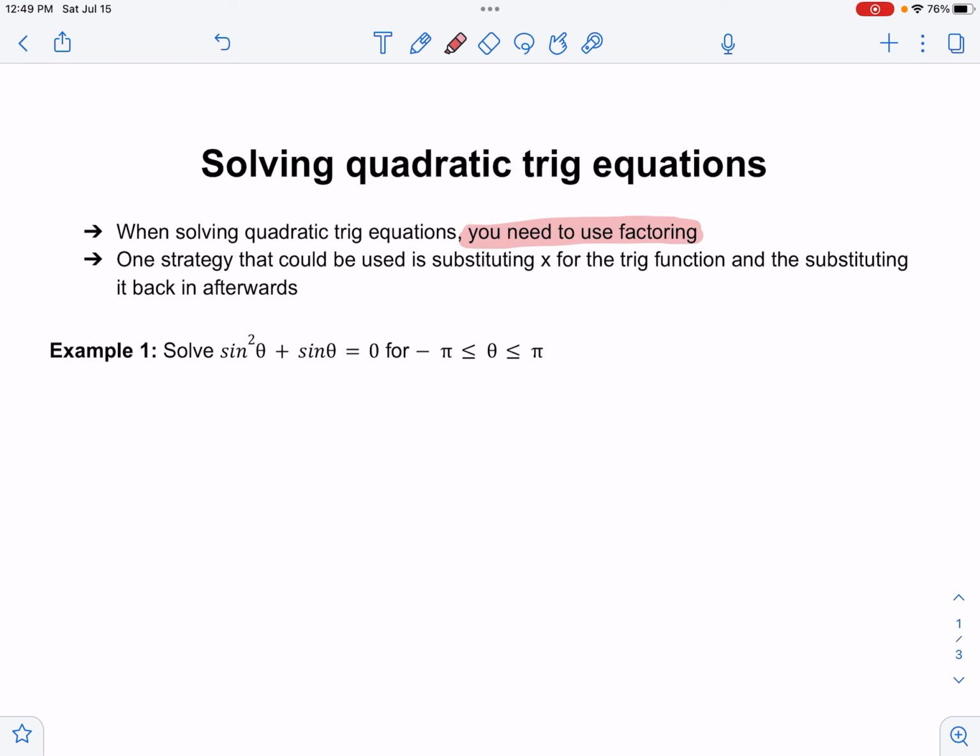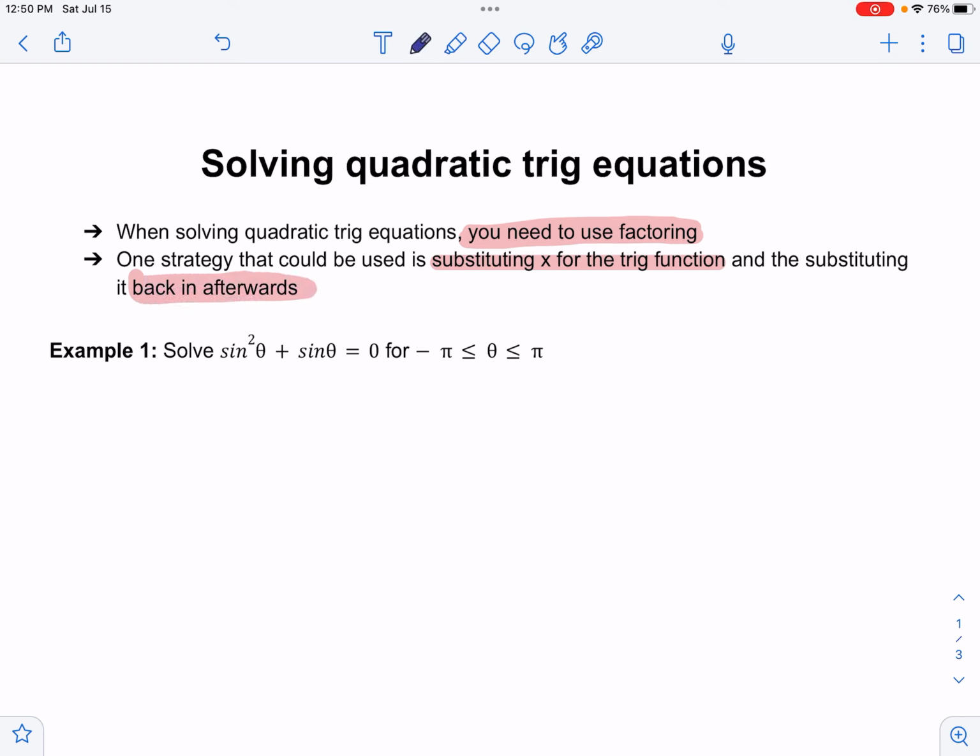Sometimes that's sort of a tricky concept, and so one of the strategies that I'm going to introduce you to, that you can use and continue to use, and maybe one day you'll be like, oh, I can just do it in my head, or maybe you're going to continue to use it, is totally fine. What's going to happen is we're going to substitute x for the trig function, and then we're going to put it back in afterwards. So I'm going to show you what that looks like in our first problem here.